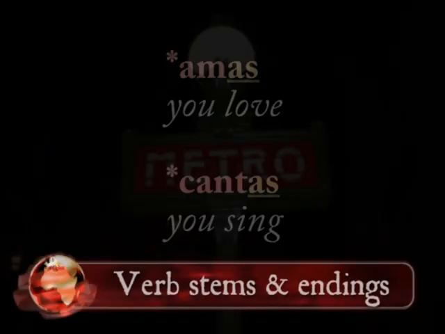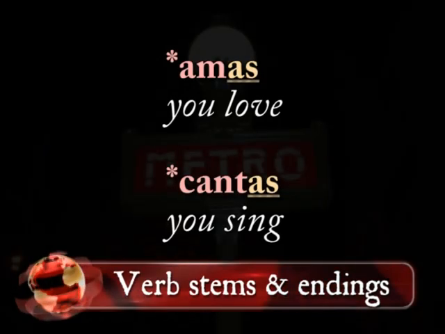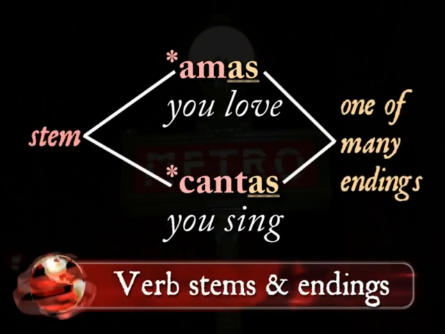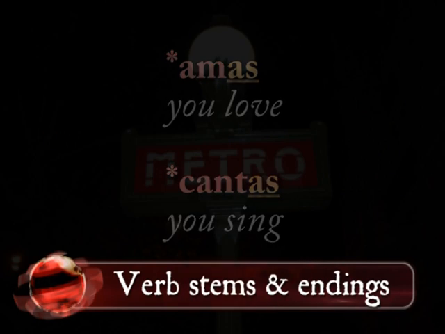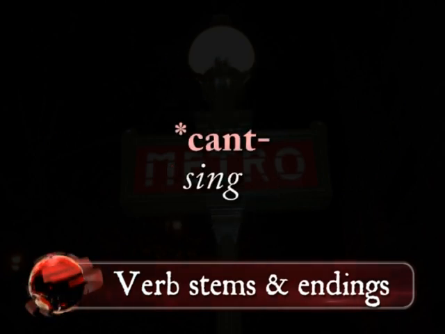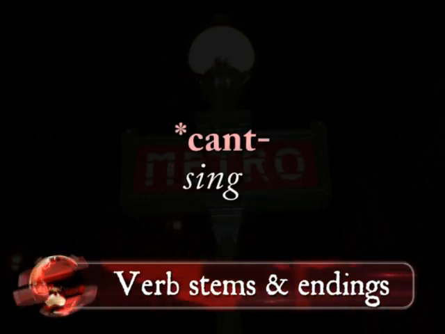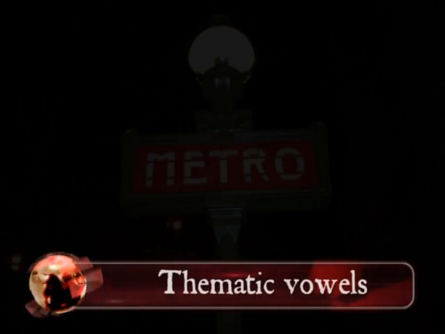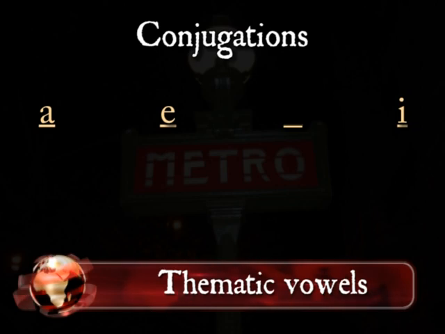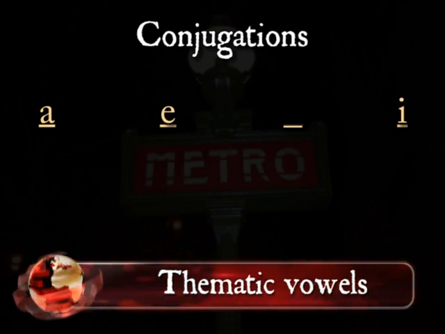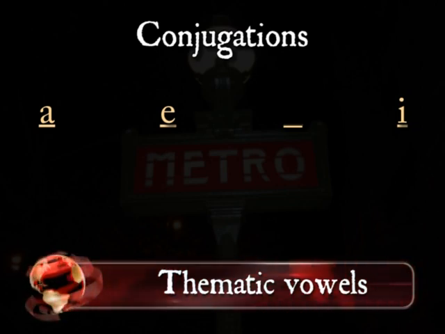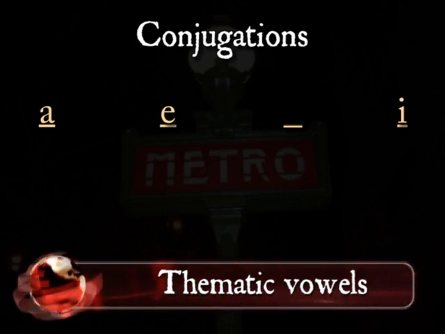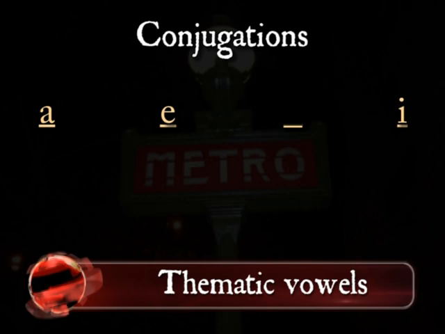Verbs like amas and cantas have a content part, the stem, and a range of possible endings. The stem doesn't stand alone, unlike in English. Cant needs an ending to be a usable word. Verb endings come in pieces. The first piece is the conjugation, which is the grammatical group of verbs that a verb belongs to. These come in four flavors: a, e, i, and what was originally a nothing vowel.